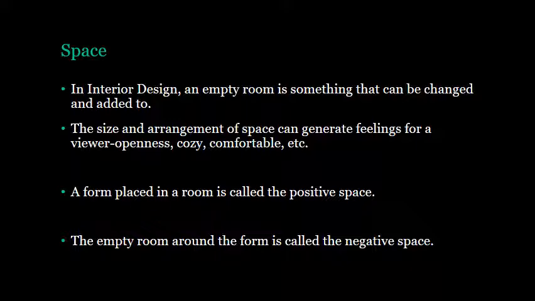And when we place a form into a room, that's called the positive space. So if we take a couch and we put it into an empty room, the couch is now positive space. All the rest of the empty room around that couch, that's what we call the negative space. So we can think of space as both positive and negative. The positive is the piece of furniture we put into the room, and the space that's left around that piece of furniture, we can call our negative space.